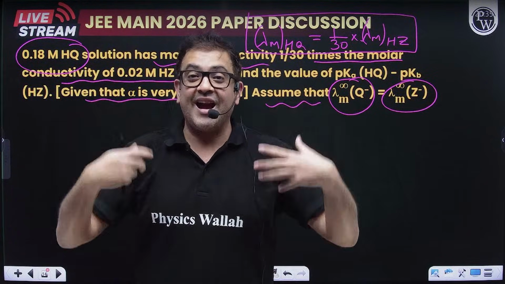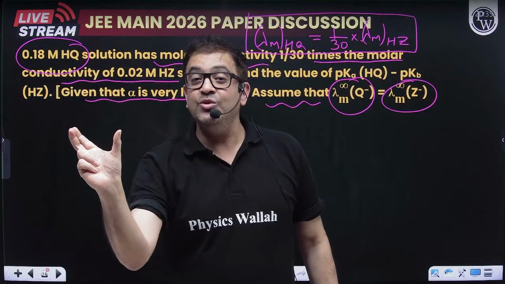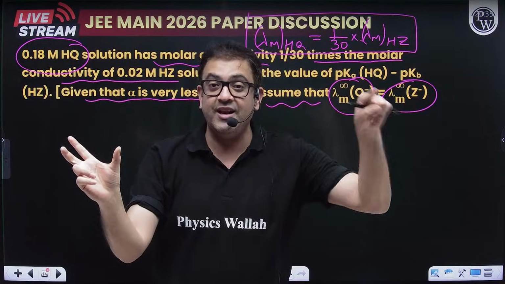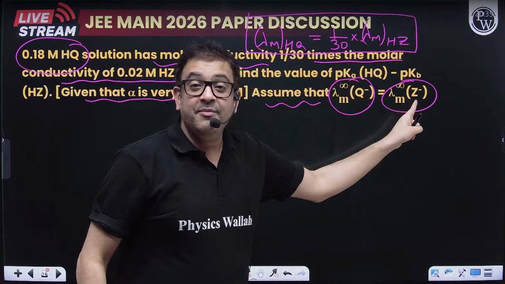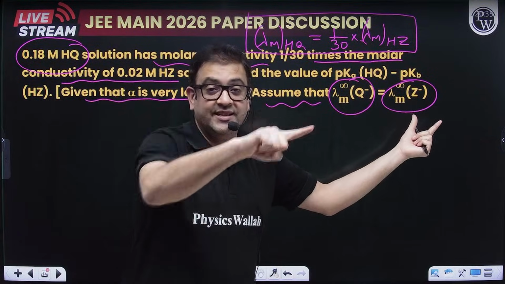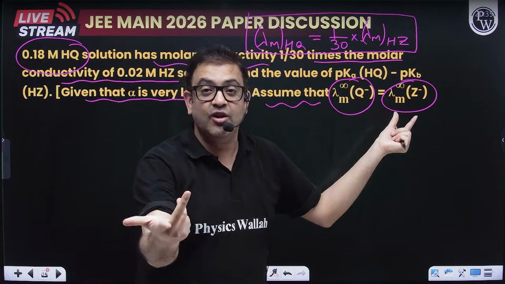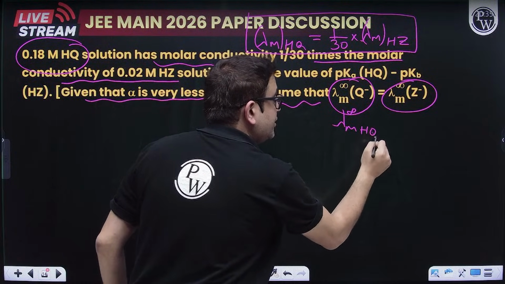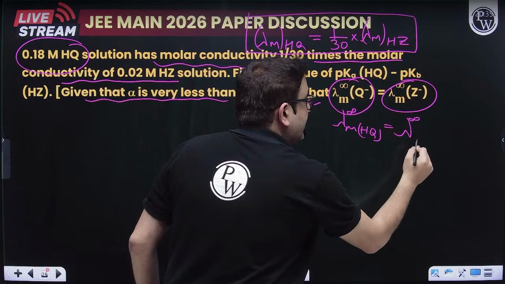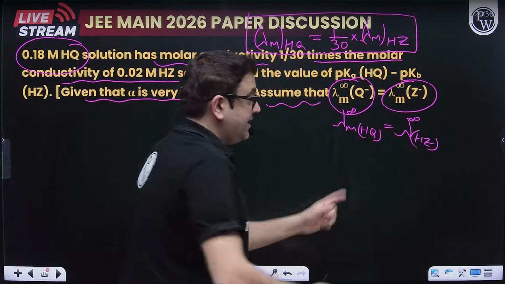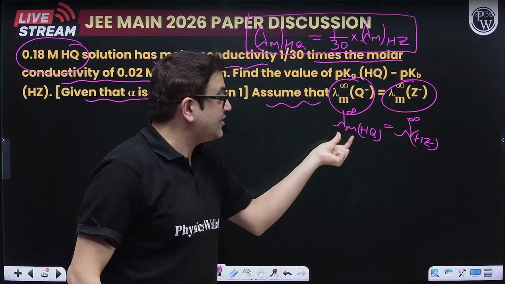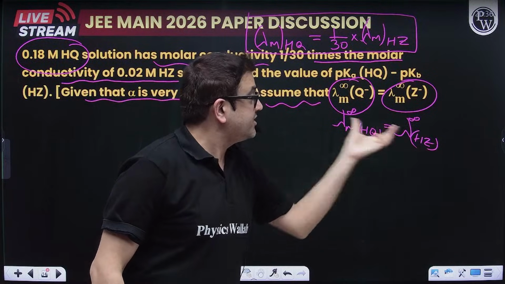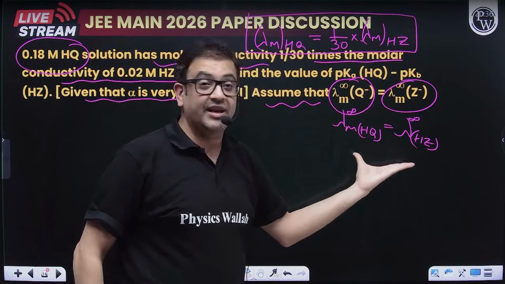Sir, from Kohlrausch law we know for HQ, lambda m naught at infinite dilution will be equal to that of H plus ion and Q minus ion. For HZ it will be H plus and Z minus. Because Z minus and Q minus are equal and H plus is already the same, we can say the limiting molar conductivity of HQ and of HZ will also be the same. Through Kohlrausch law this will be equal to H plus plus Q minus, and this will also be H plus plus Z minus.